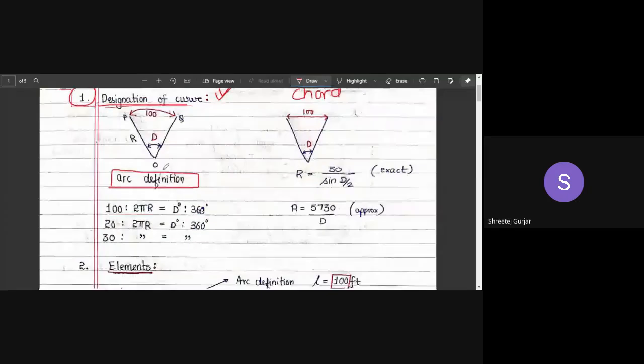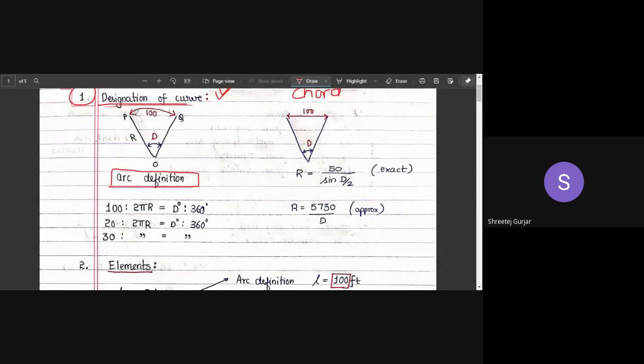In the arc definition, you can use this particular formula. You can see I have drawn an arc from P to Q, with a central angle D and radius R. It is an arc of 100 feet. So 100 is to 2 pi r. 100 is the length of this arc, and the length of the entire circle is 2 pi r.